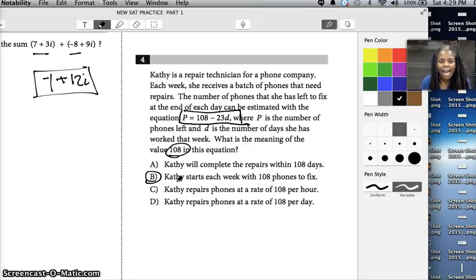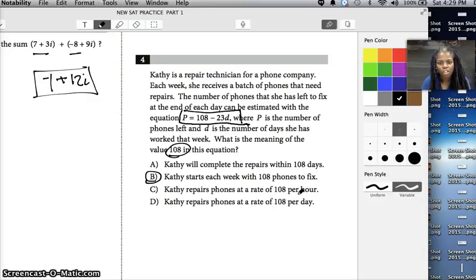Looking at B, Kathy starts each week with 108 phones. That's that number. And per day, it looks like she's taking off 23. So it gives you the amount that she has left for the remaining part of the week. So that feels like it makes sense, but we could look at the other ones as well.